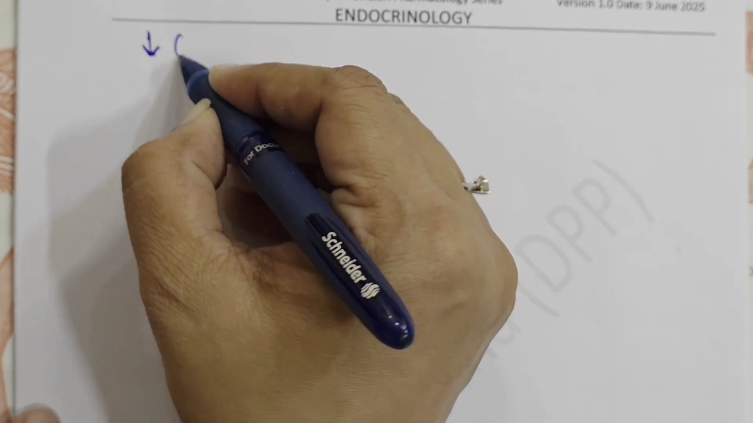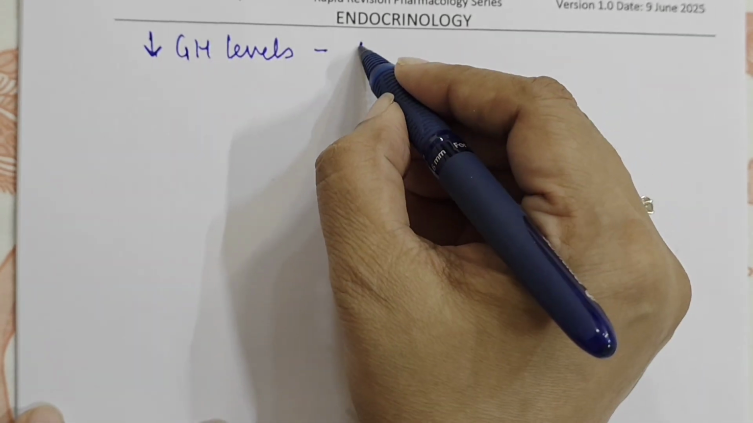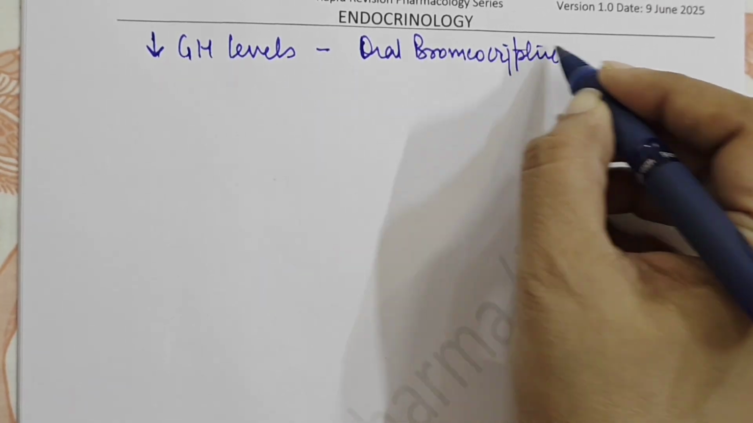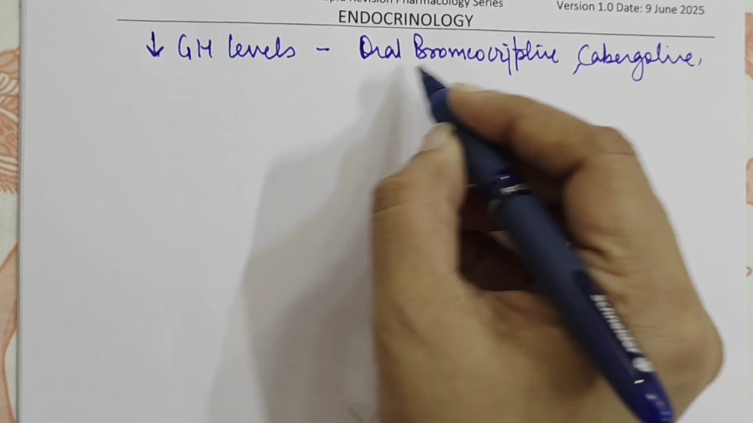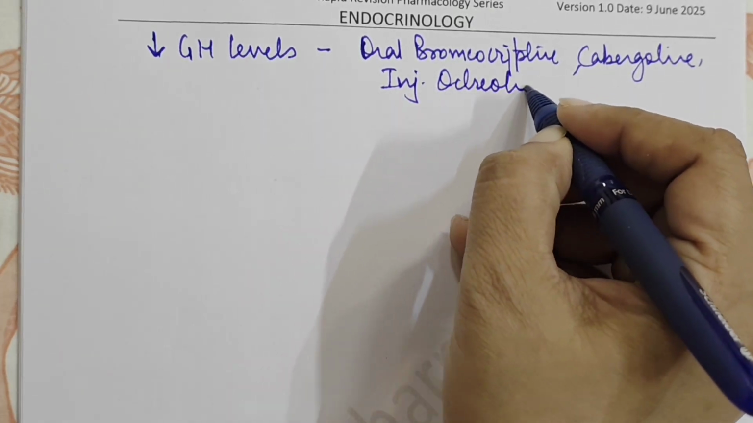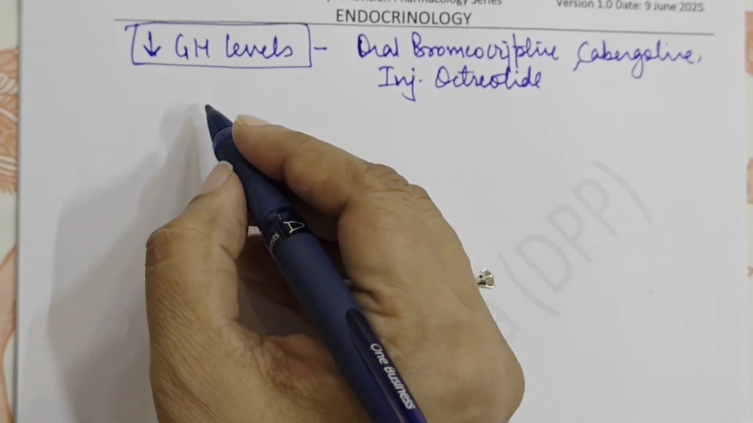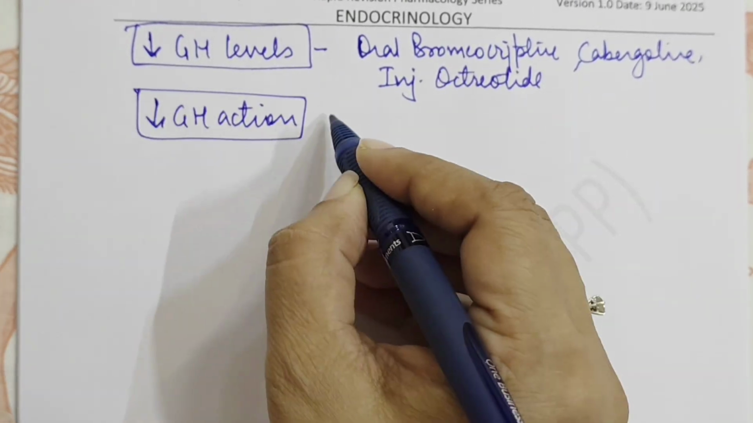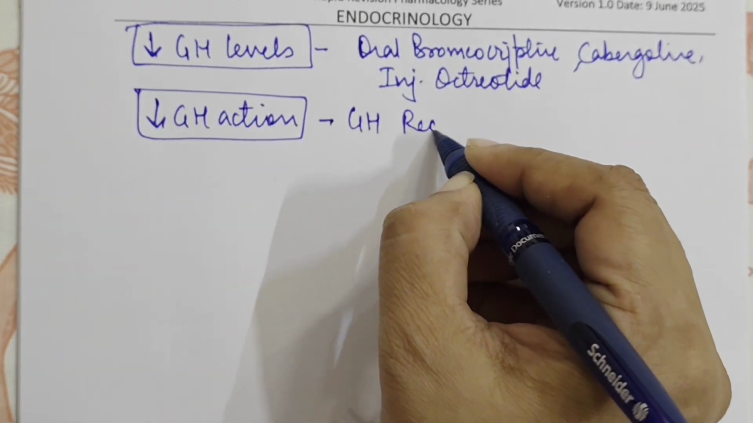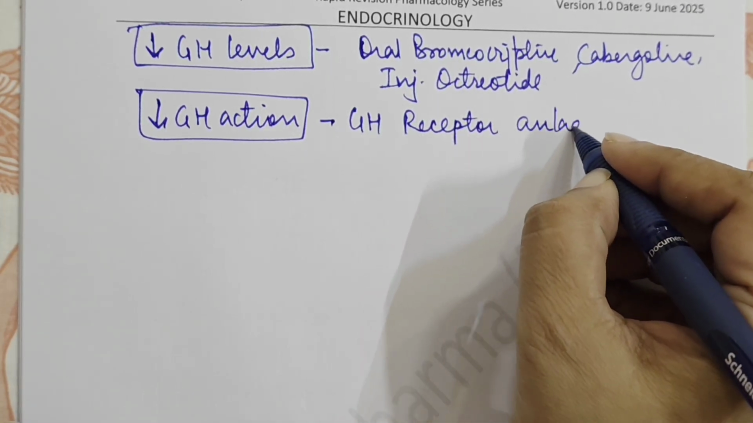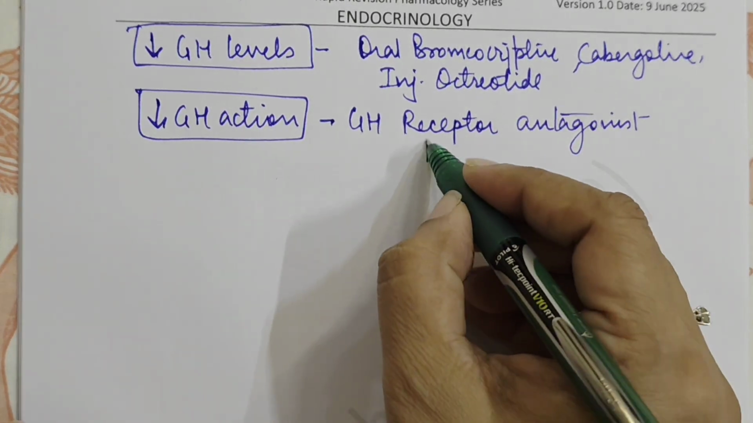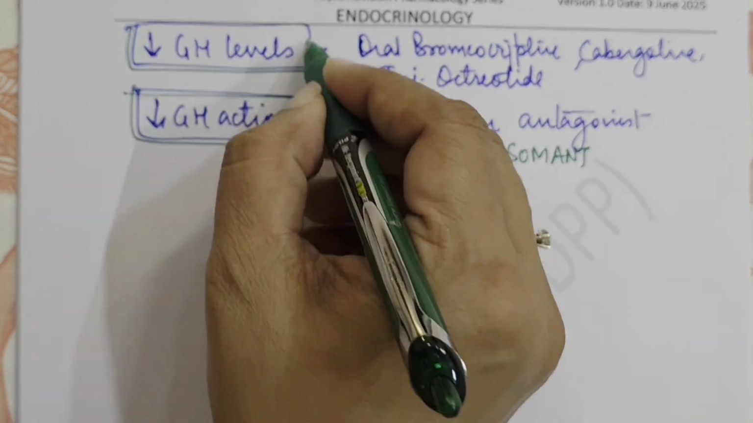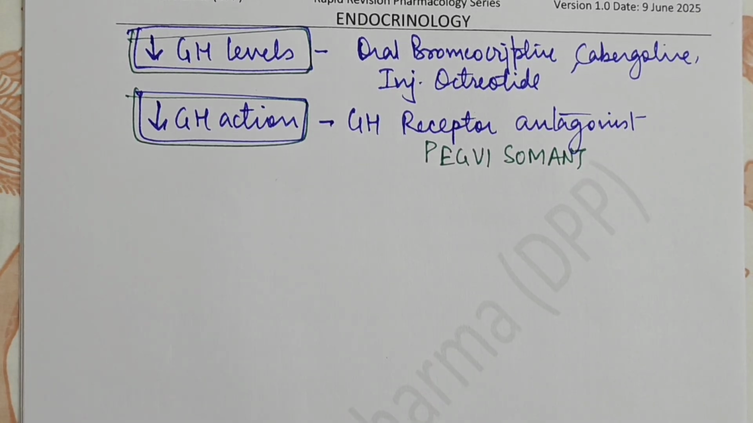Now there is one more thing. Increased growth hormone levels are reduced by oral bromocriptine or cabergoline or by injection octreotide. So these drugs will reduce growth hormone level. Okay, but what will reduce growth hormone action? It is a growth hormone receptor antagonist. And what is that? That is a drug known as pegvisomant. So please remember this difference: growth hormone action and growth hormone levels. So pegvisomant is a growth hormone receptor antagonist.